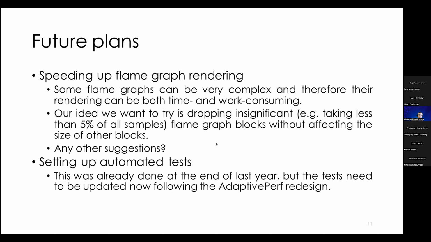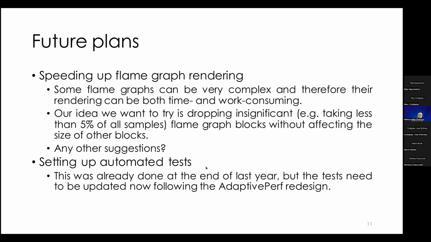One of our ideas is dropping insignificant flame graph blocks without affecting the size of other blocks. For example, if we have a block which takes less than 5%, or some other arbitrary percentage, of all samples, we would just not render it. So if you have a lot of very narrow blocks, they would not be rendered, and this should save precious computing resources. But we are also open to any other suggestions if you have any.